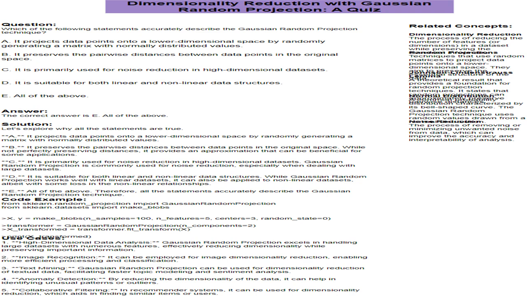The Johnson-Lindenstrauss lemma states that random projections can approximately maintain pairwise distances with a high probability. This approximation is crucial for tasks like nearest neighbor search and clustering, where the relative distances between data points are essential. Johnson-Lindenstrauss lemma.